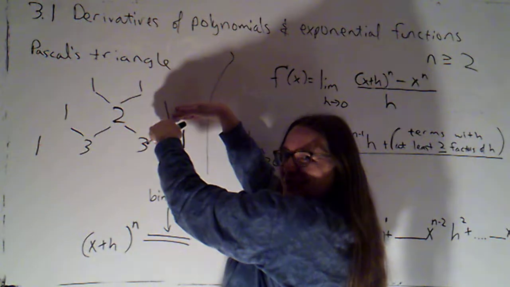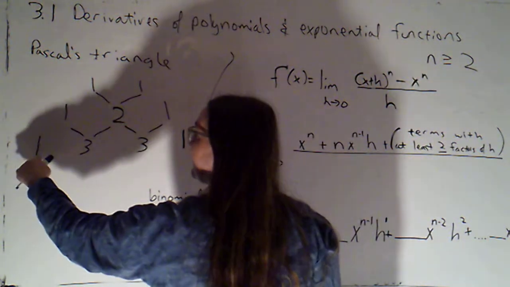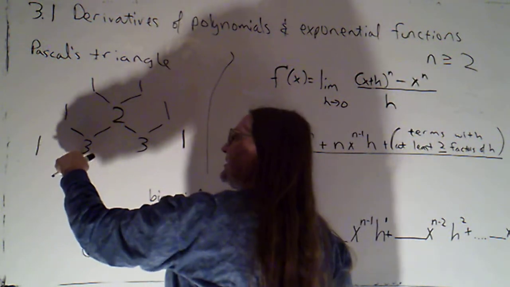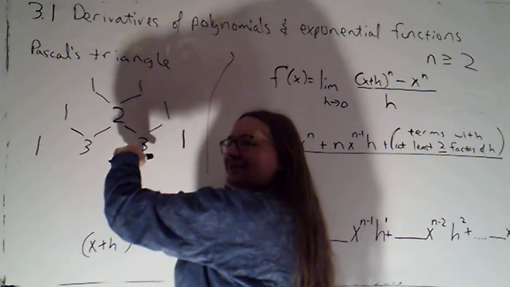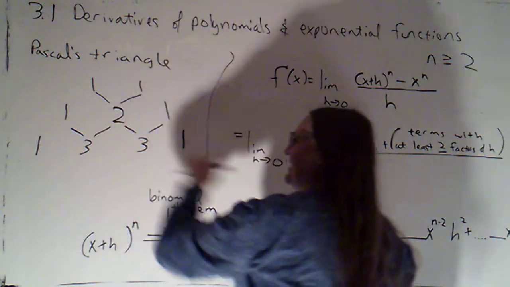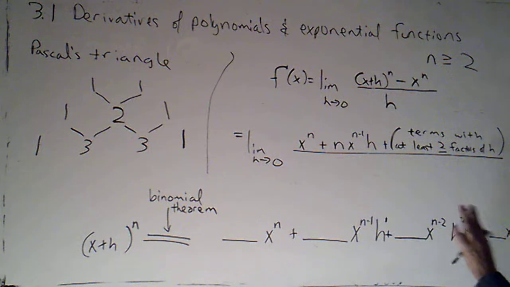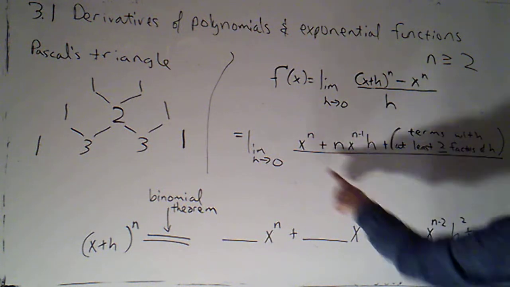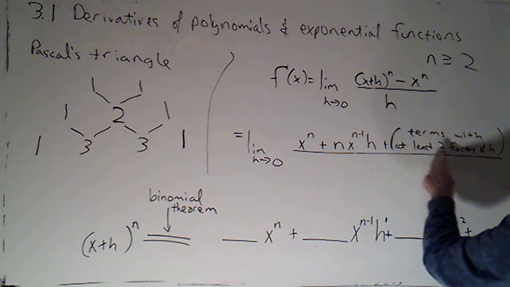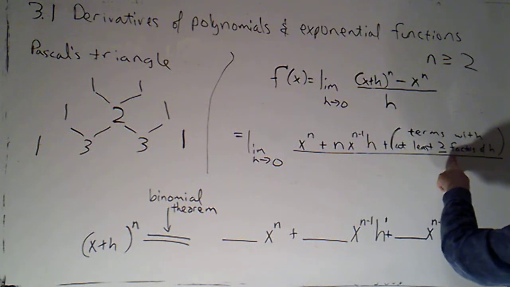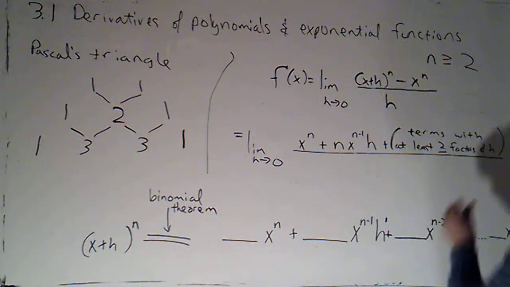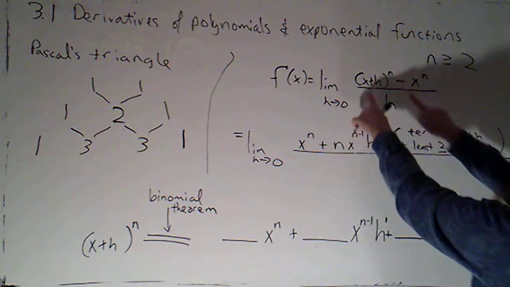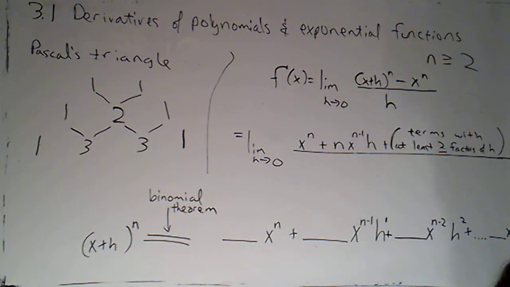We do in fact have 2 h's. Here this would be x cubed, x squared h, xh squared. We've got at least 2 h's, and then h cubed. Okay. So if n is at least 2, I have at least 3 terms. The first 2 look like this, and all the remaining terms have at least 2 factors of h in them. Okay. So that's my x plus h to the n.